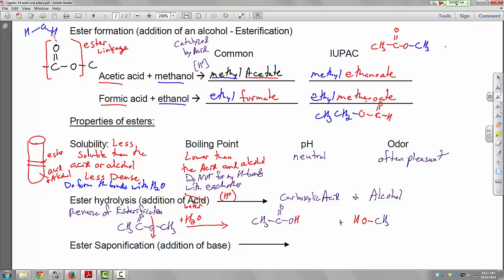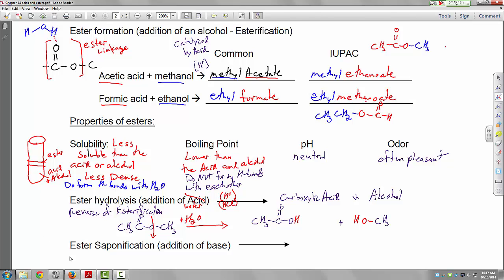So it's hydrolysis, splitting apart by the addition of water in one direction. In the other direction, we take the carboxylic acid and the alcohol, catalyzed by, I just put here H+, but I think in the laboratory we used HCl. Going in the reverse direction, it's esterification.